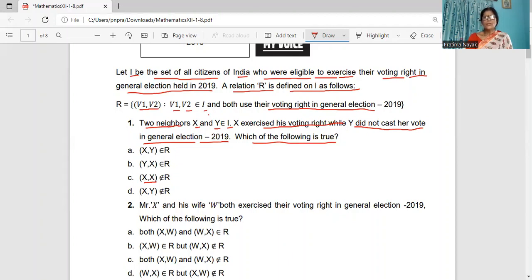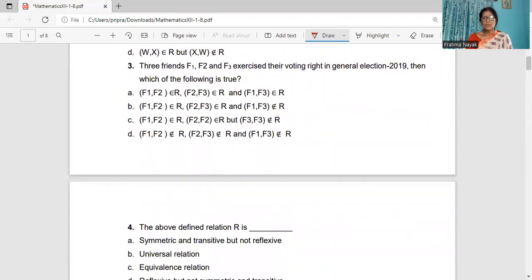Certainly X is exercising the vote, meaning X is casting the vote, while Y is not casting. That means this pair is not similar, so this pair does not belong to the relation. So which one will be correct? D will be the correct option for this question. Coming to question number 2.